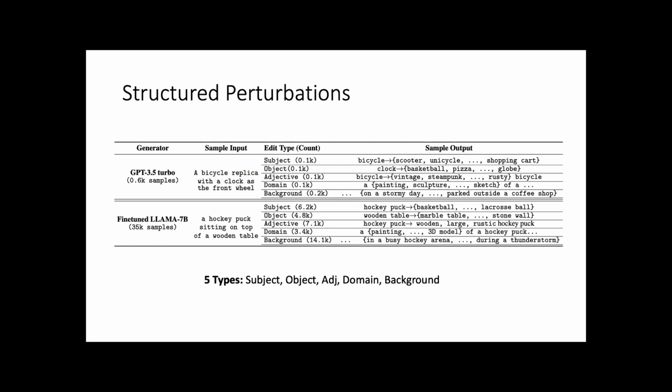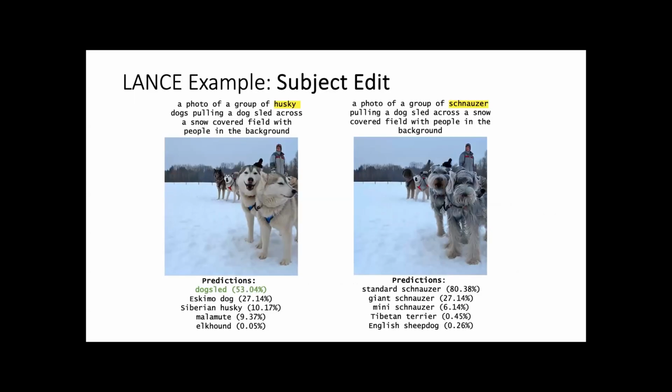In order to add structure to this process, I'll skip over the details, but just to tell you very briefly, and I'll show you some examples that'll make it more clear, we taught the language model, or we asked it to instruction follow, to modify only five types of things: subject, object, adjective, domain, and background. And I'll show you an example. So here's an example of a subject edit. This is the example I showed you before. So this is making a change to the dog breed.